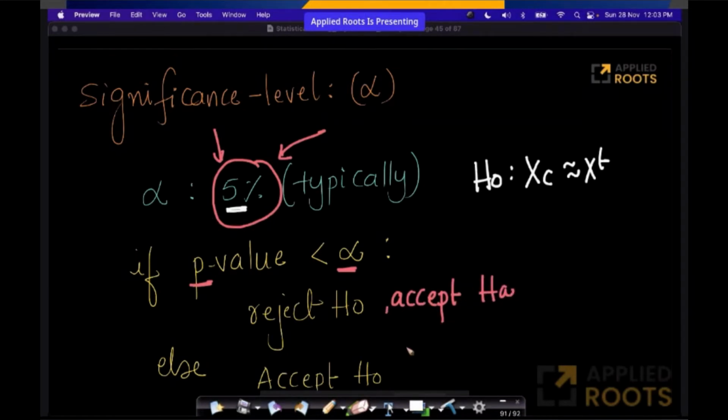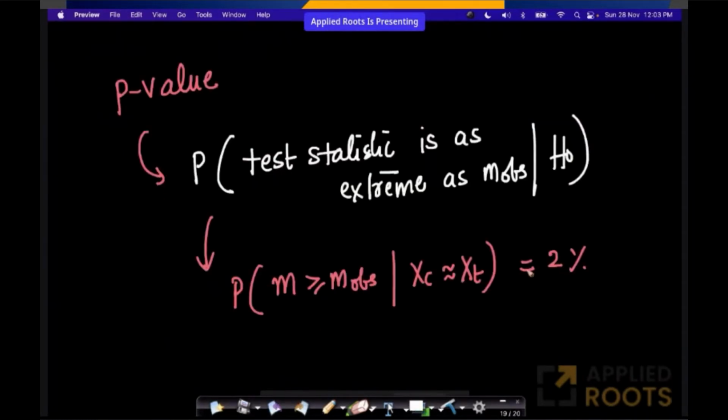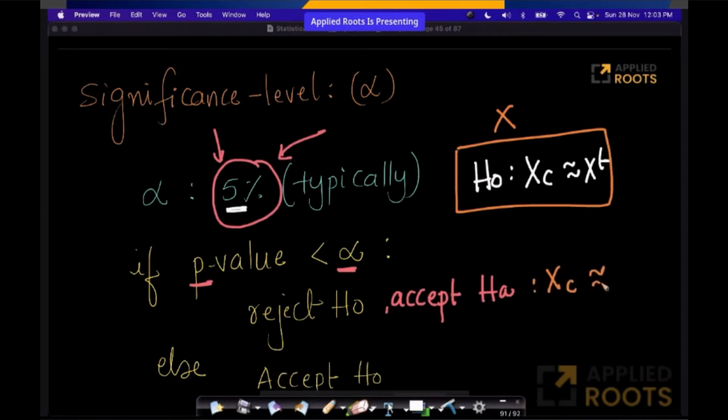Again, this is the standard setup of hypothesis testing. In our case, we got a value of 2%. Imagine that our significance level is 5%. I will say that if this probability value is less than or equal to 5%, I will reject the null hypothesis. What do I mean by rejecting the null hypothesis? It means I will say that this is not true, which means you're going to accept the alternative hypothesis. The alternative hypothesis is XC is not equal to XT.